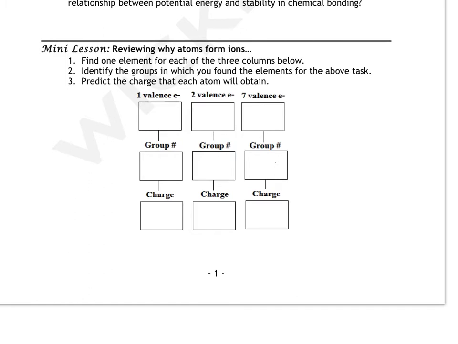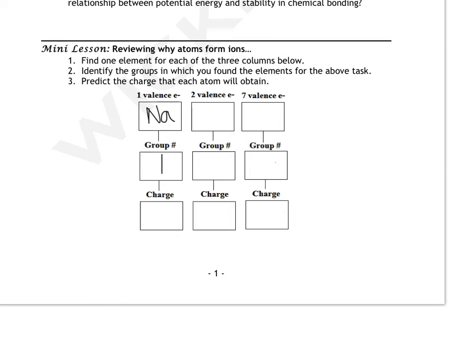Okay, so our mini lesson. Let's review for a moment why atoms form ions. Let's find an element for each of the three columns below, and we'll identify the groups in which we found the elements for the above task, and we'll predict the charge that each atom will obtain. So I need to choose an atom that has one valence electron, and if I'm scouring my periodic table, I can find several. But this one I'm going to choose is sodium, and it's in group 1.